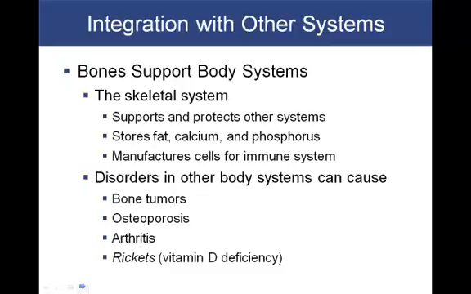Integration with other systems. The bones of our body support the weight of our body. They protect vital organs. They store fats, calcium, and phosphorus, and they also play a role in the manufacture of immune cells. Some of the disorders that other body systems can cause include tumors, osteoporosis, arthritis, and rickets. We've discussed most of these at some point in the last two modules.